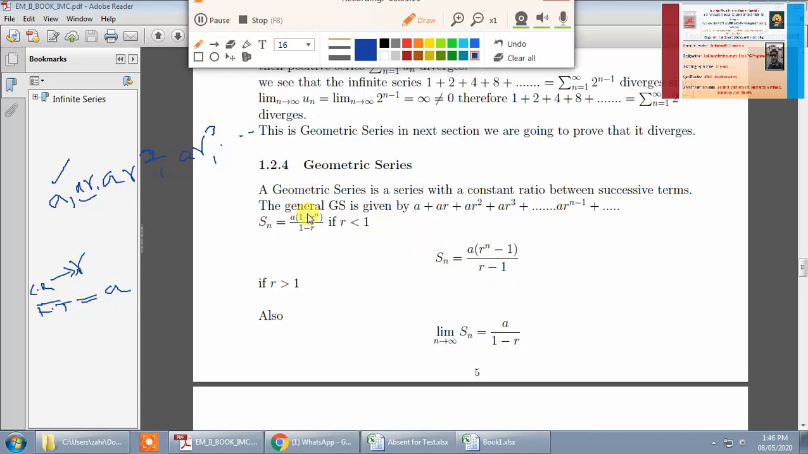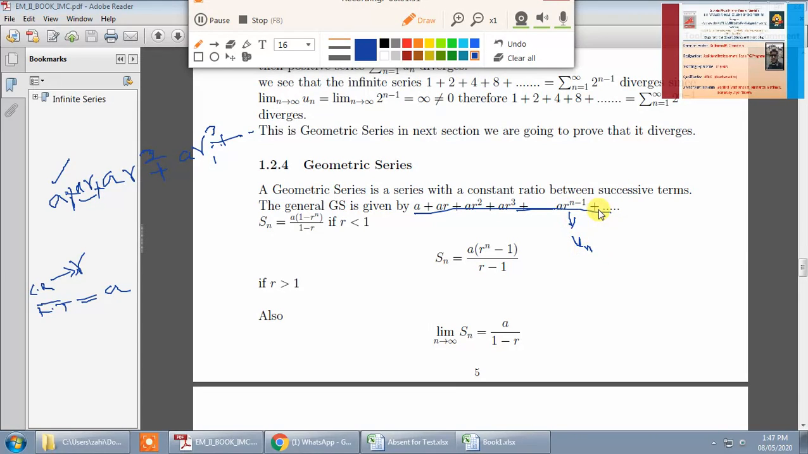Now if you remove these commas and replace them with plus, so a plus ar plus ar square plus ar cube and so on, this becomes a geometric series. Geometric progression becomes geometric series. Why is it a geometric series? Because it is the addition of the terms of a geometric progression: a plus ar plus ar square and so on, up to ar raised to n minus 1, which is the nth term of that GP, your un.